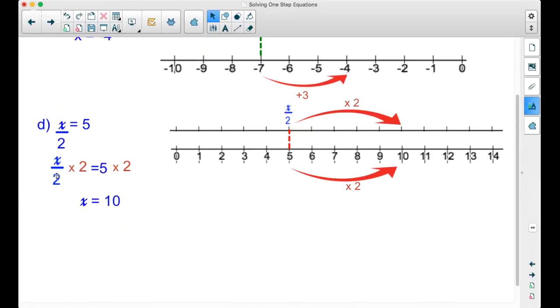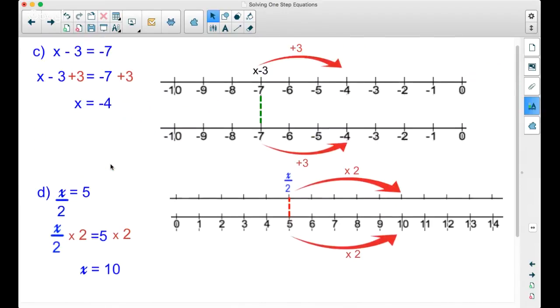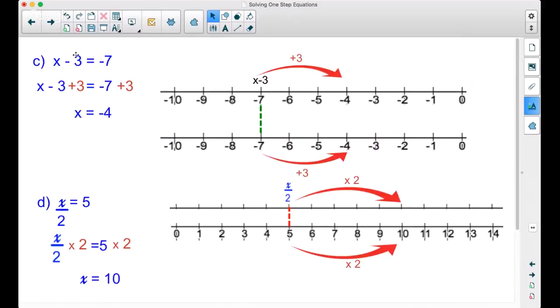So the inverse operation to dividing here was multiplying. We were dividing by 2. Inverse operation is multiplying by 2. We want to undo whatever operation is being done to x, and we do that with the inverse. Up here, we were subtracting 3 from x, so the inverse of subtracting was adding.